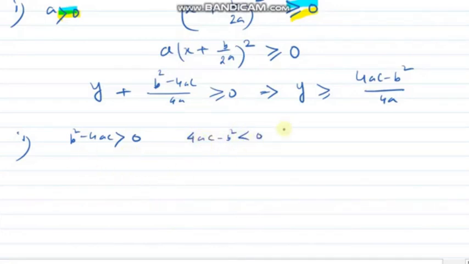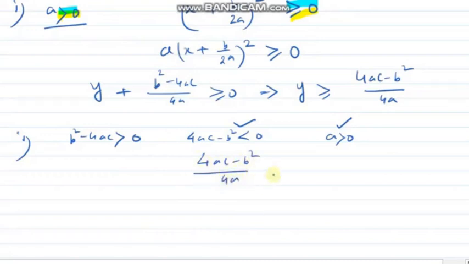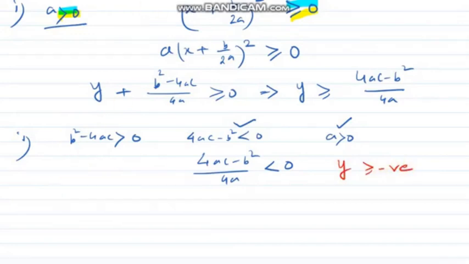We know inequality problems, and I know my a is greater than 0. As a is greater than 0, I am dividing one negative term by one positive term, and if I divide a negative term by a positive term, I am going to get a negative term. So in this case (4ac minus b square) divided by 4a is a negative term, right? So for the first case, can we write that y is greater than equals to one negative term? Is it fine?